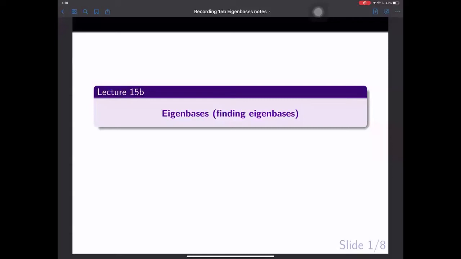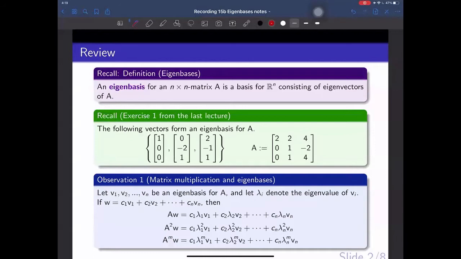Welcome to lecture 15b on finding eigenbases. Recall the definition of an eigenbasis for a square matrix. An eigenbasis does not always exist, but if it does, it is a set which is a basis for Rn consisting of eigenvectors of the matrix A.